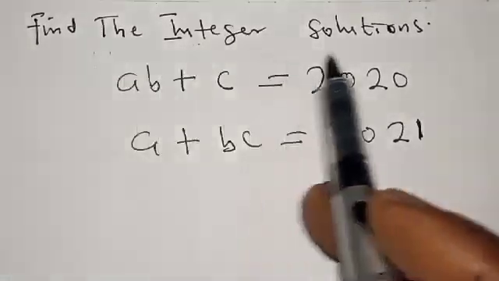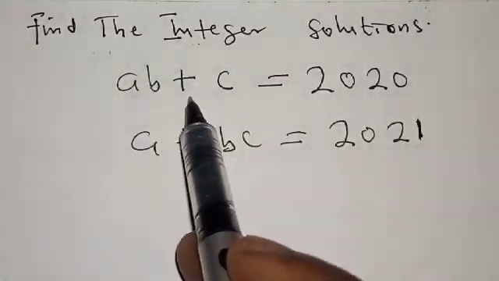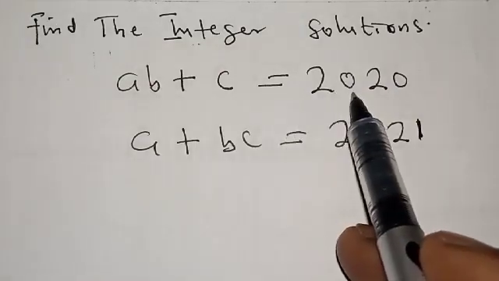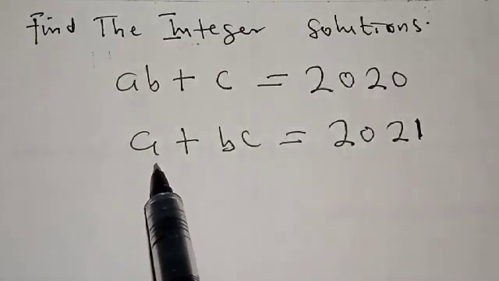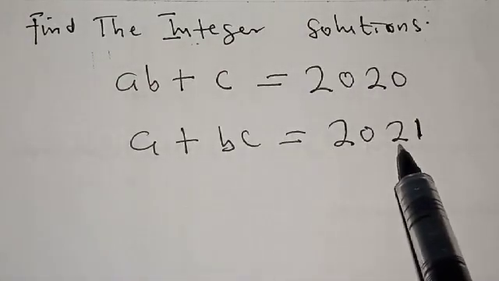Find the integer solutions. AB plus C is equal to 2020. A plus BC is equal to 2021.